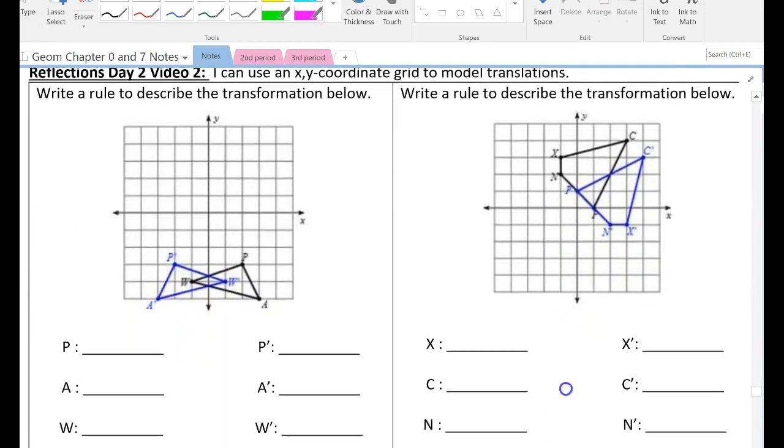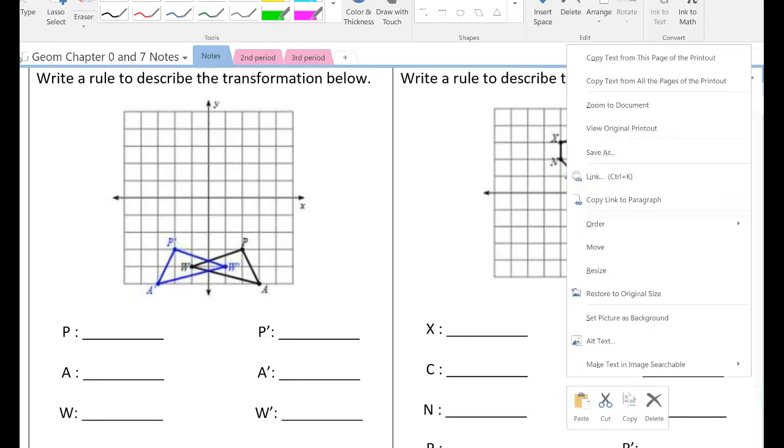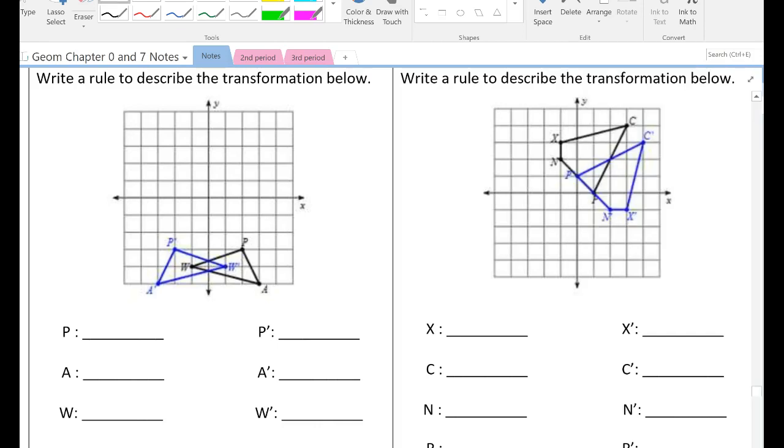So now we want to write a rule to describe the transformation. So let's go ahead and write the coordinates for P, A, and W. On yours it's probably not in color, so be very careful to figure out which is the original and which one is the image. This one on the right, which on my screen here is black, is the original, and then the blue one on the left is the image. On yours they're probably both showing up as black, so again be careful, make sure you see the little primes in there.